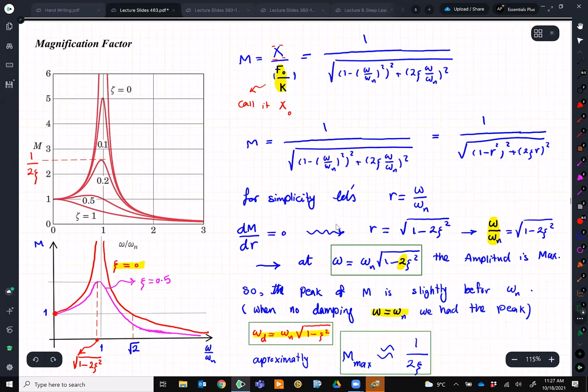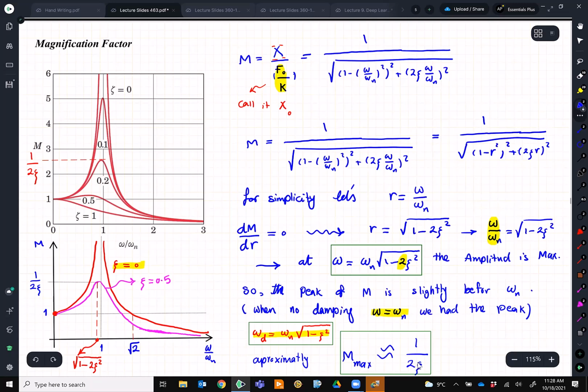You can substitute still that value over there, and you will get an extra term, which is very small, and you can approximate it as 1 over 2 zeta. And this is an important value, 1 over 2 zeta, which we need to remember. So in any system with damping, there is a peak of vibration that happens very, very close to omega n, and we need to avoid it. And that peak gives us a magnification factor of 1 over 2 zeta.